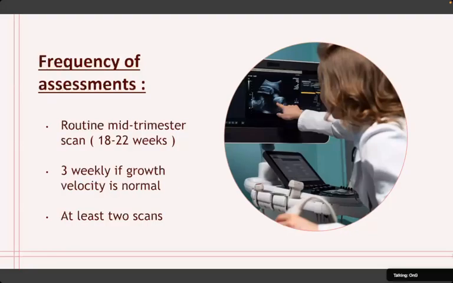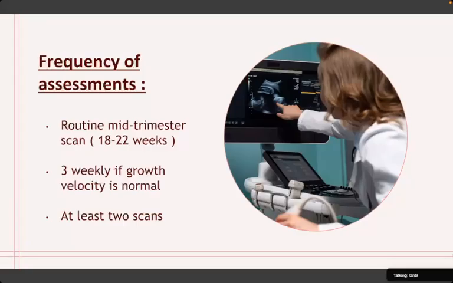So how often should we be doing assessments? A routine mid-trimester scan is performed between 18 to 22 weeks, and this period represents a compromise between the dating of the pregnancy and timely detection of major congenital anomalies. The interval between scans should typically be at least 3 weeks to minimize false positive rates for the reduction of fetal growth disorders, although this recommendation does not preclude more frequently performed scans when clinically indicated.